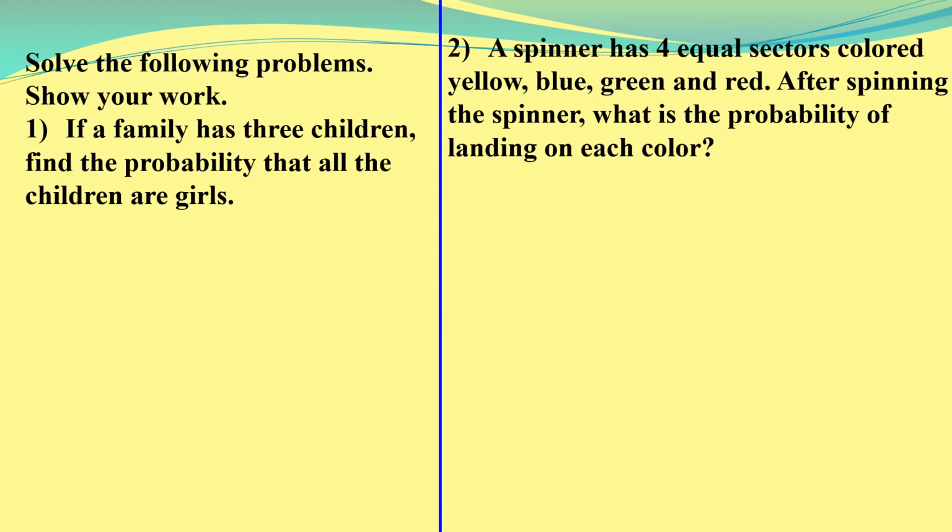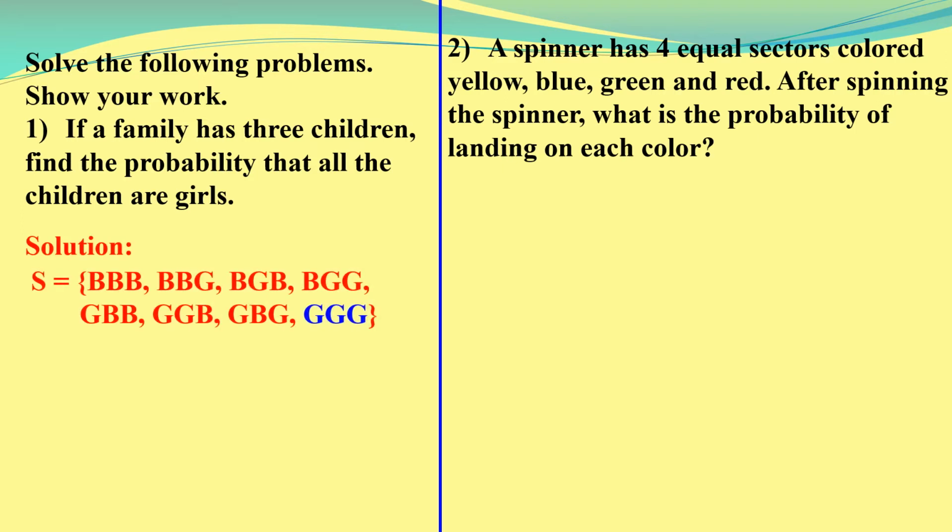Let's do some examples now. Solve the following problems. Show your work. Number 1. If a family has 3 children, find the probability that all the children are girls. If we recall last time, the elements of the sample space for a family with 3 children are BBB, BBG, BGB, BGG, GBB, GGB, GBG, and GGG.